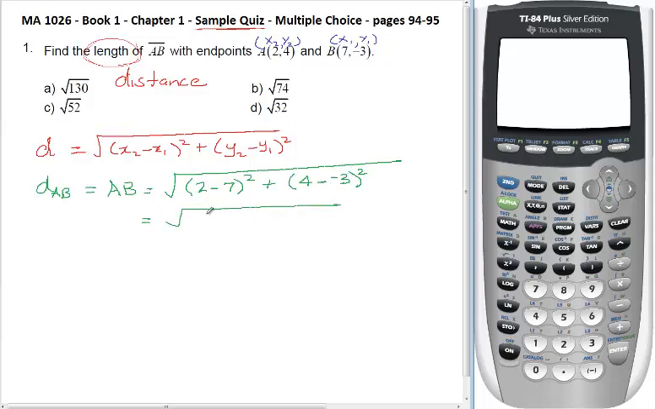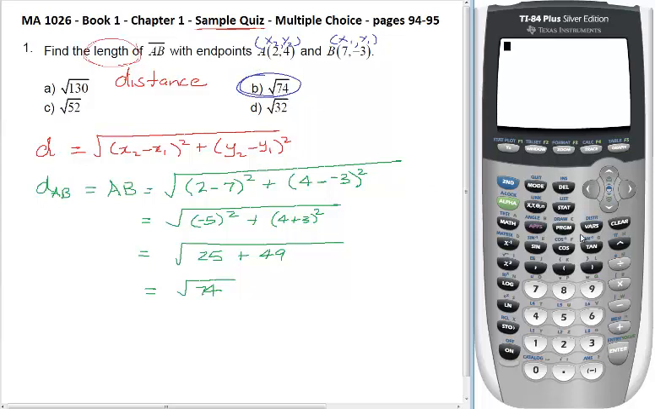So in our next step here, you see 2 subtract negative 7, which is negative 5. Keep the parentheses there because you're going to square it. So your answer here will always be positive, and negative 5 squared, of course, is 25. Plus 4 subtract negative 3, that's 4 plus 3, if you will, and that's going to be 7 squared, of course, which is 49. Adding the two together, 25 and 49, we get the square root of 74. Now that's to simplify it, so there's the answer right there, B.